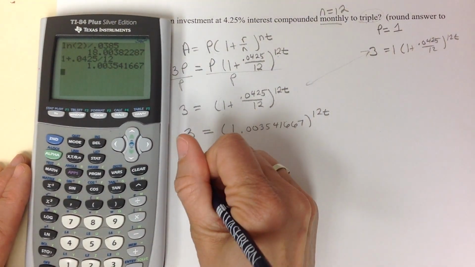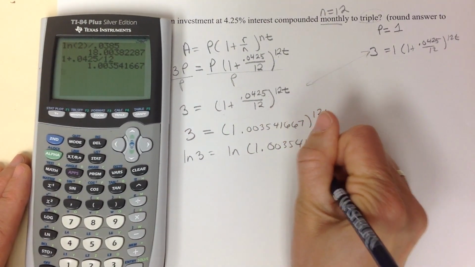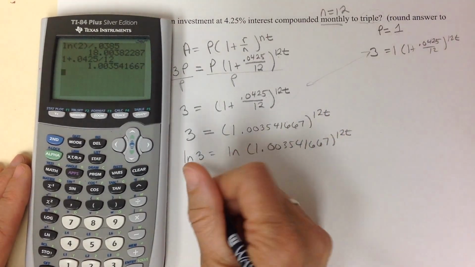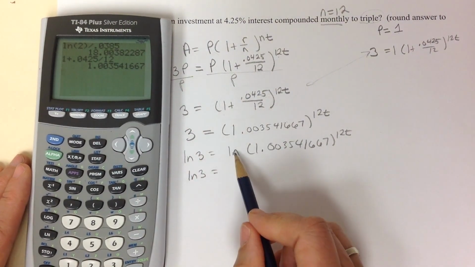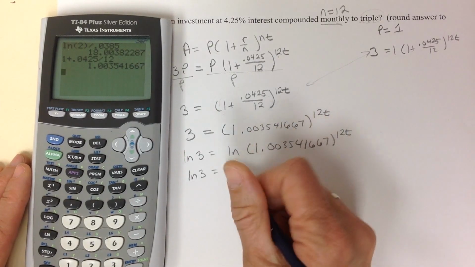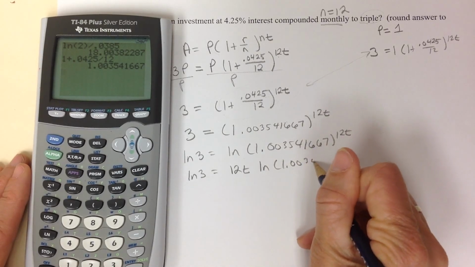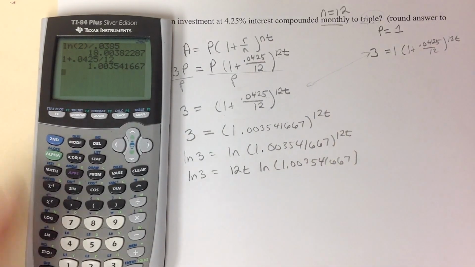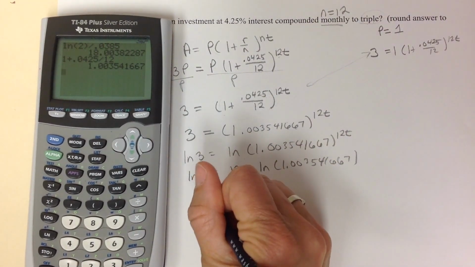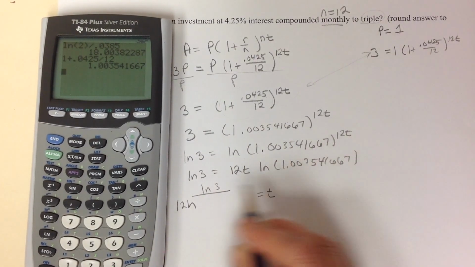Okay, now to solve I need natural logs. So take the log of each side of the equation. Using log properties, on the right hand side this is log base e, and my exponential is not base e, so all I can do is bring my exponent of 12T out in front. Now, to solve for T, I'm going to divide both sides by 12 natural log of this number.